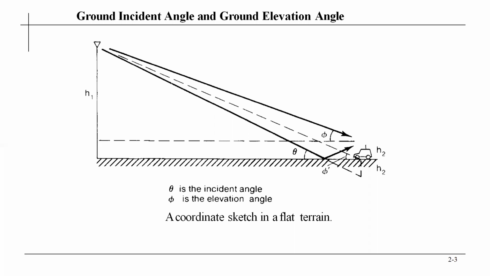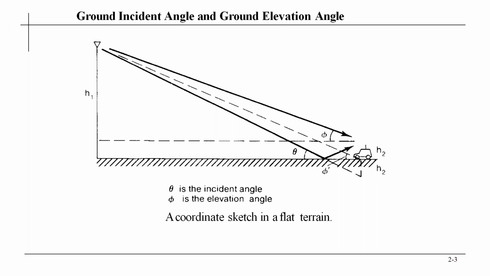there are two angles. One is the incident angle, the other one is the elevation angle. The incident angle is the ground incident angle, and also the ground elevation angle. The ground elevation angle is represented by pi, whereas the ground incident angle is represented by theta. The ground incident angle theta is the angle of wave arrival pointing to the ground.